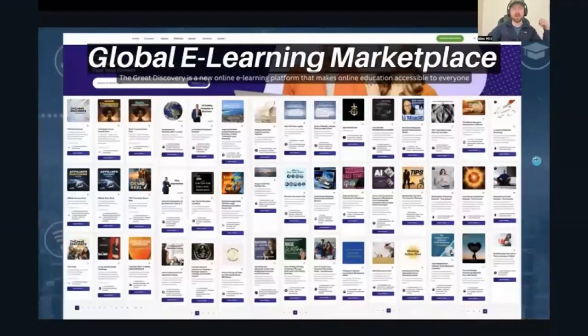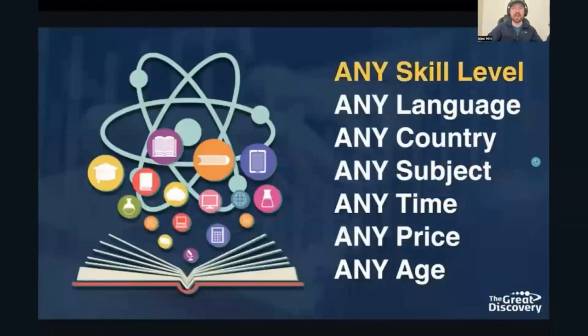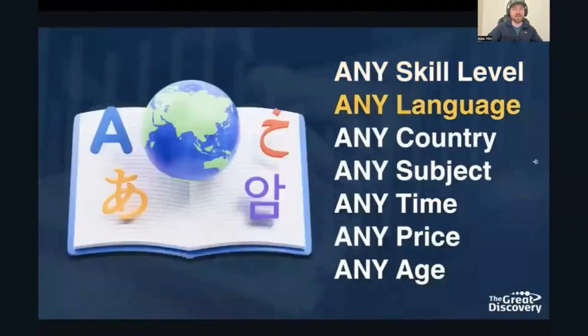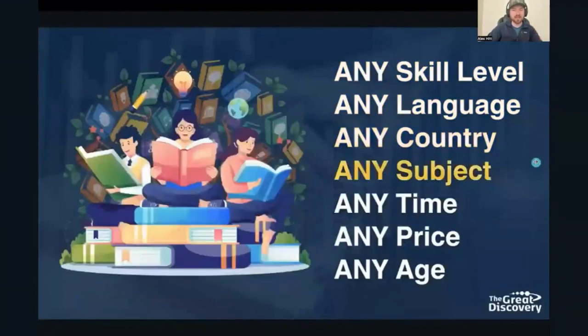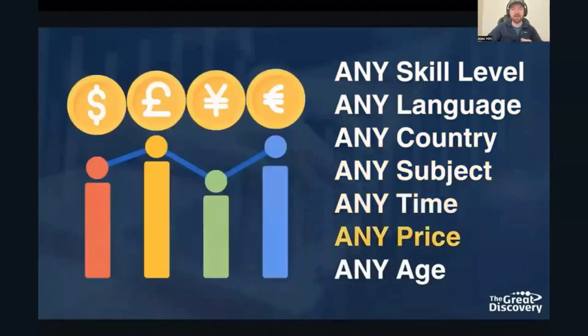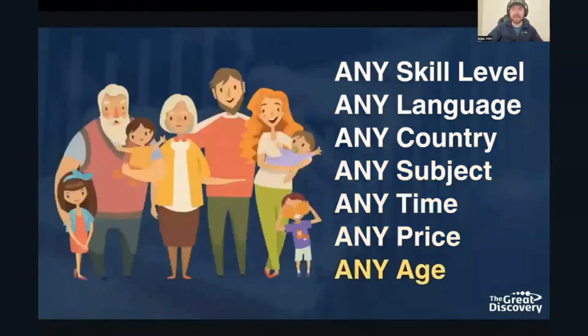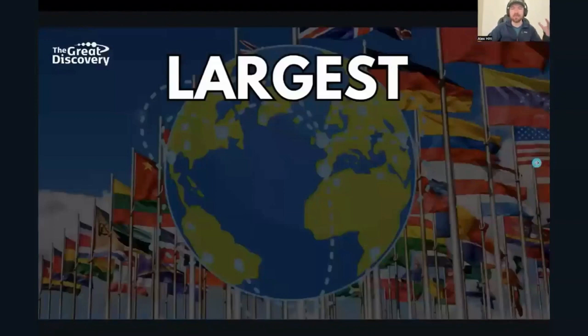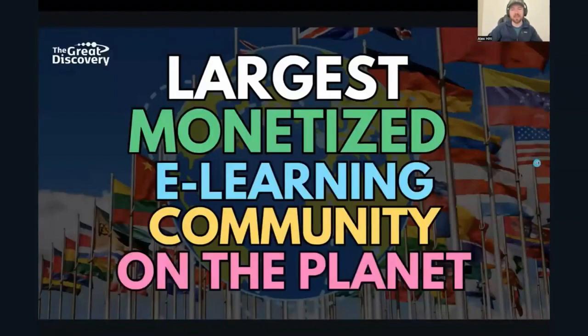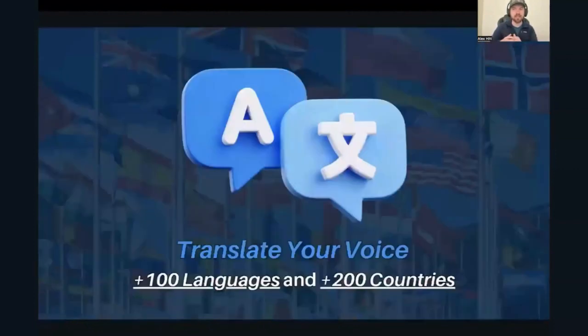And they've developed an incredibly advanced e-learning marketplace that allows people to learn at any skill level, in any language, in any country, on any subject, at any time, in any price or any currency, and at any age. And it's the Great Discovery's mission to be the largest monetized e-learning community on the planet. And they're going to be able to accomplish this because they've developed an incredibly advanced voice translation software that's embedded directly into the platform, which I'm going to show you now.